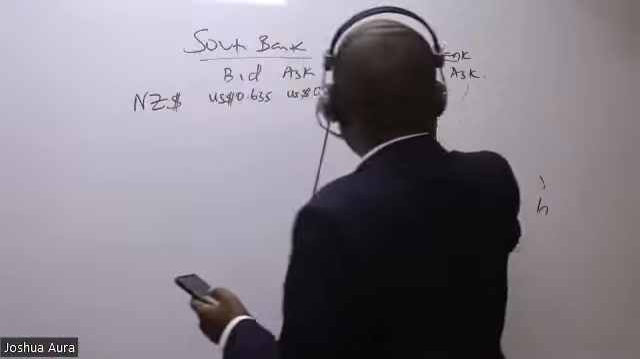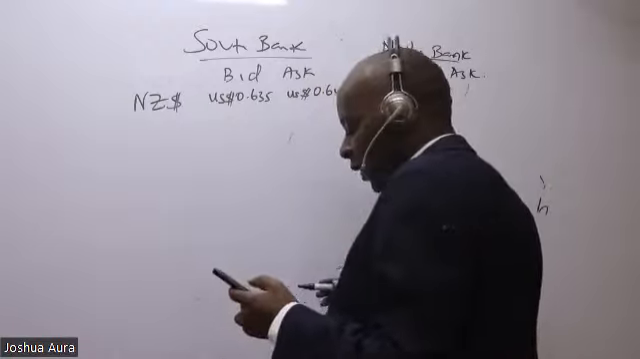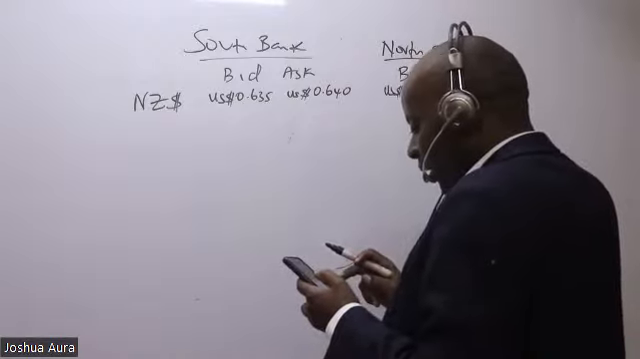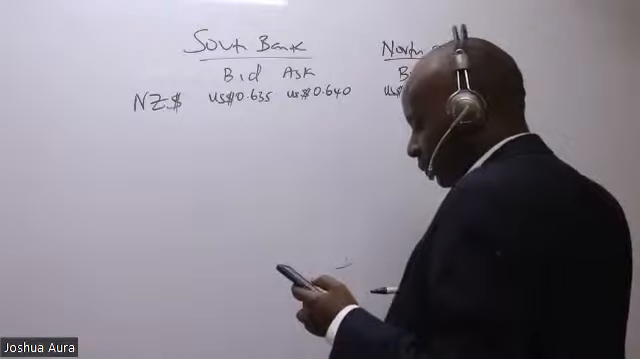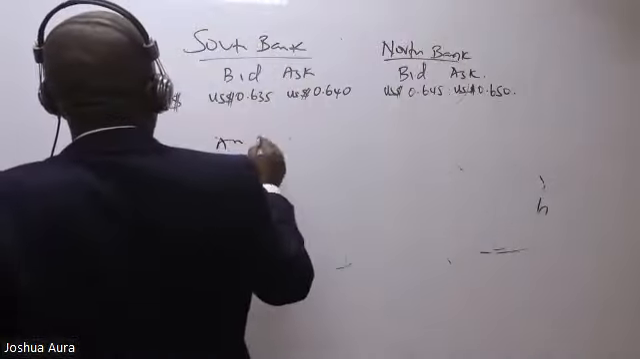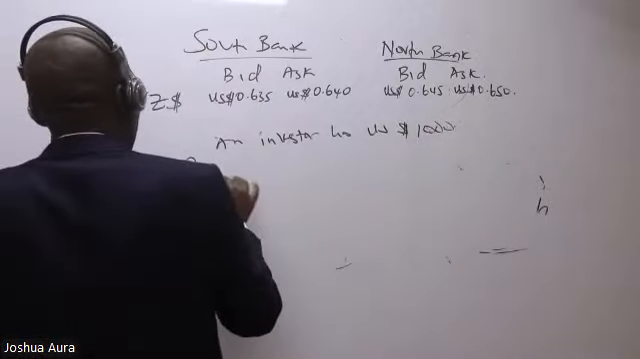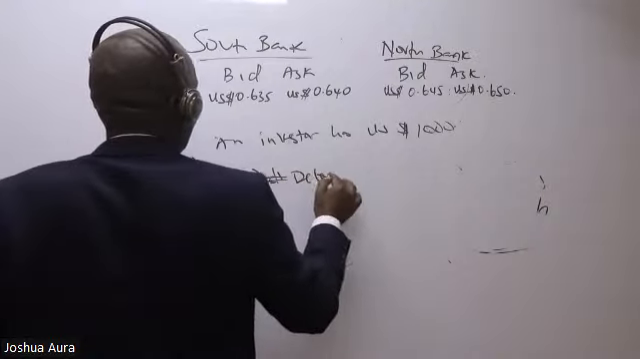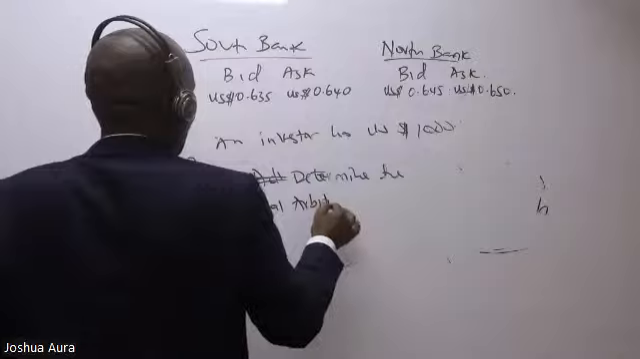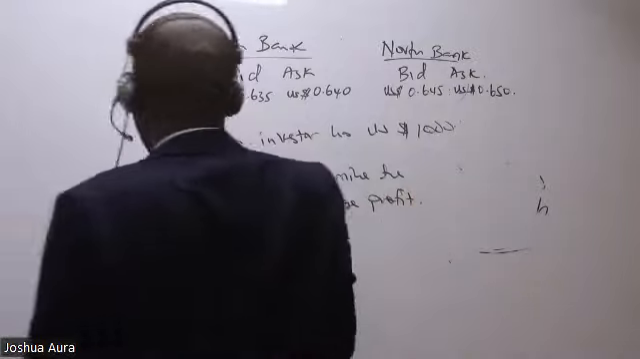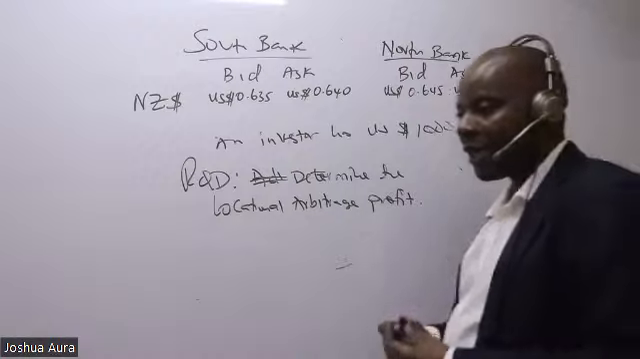Then here the bid is US dollar 0.645, and then we have ask at 0.650. So an investor has US dollars 1,000 and requires advice to determine the locational arbitrage profit. Great questions there. The last part.